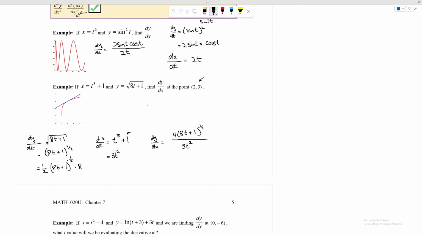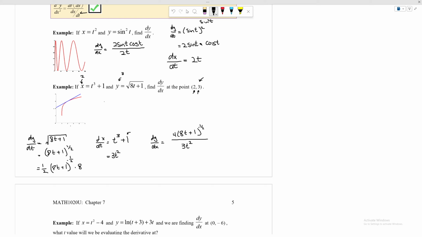Now how can I find the derivative at that exact point? What you can do is take one point, either this or this, and sub it in. So either you sub in the 3 into the y and solve for t, or you sub in 2 and solve for t. This one looks easier to solve for t, so I'll just use that one instead.